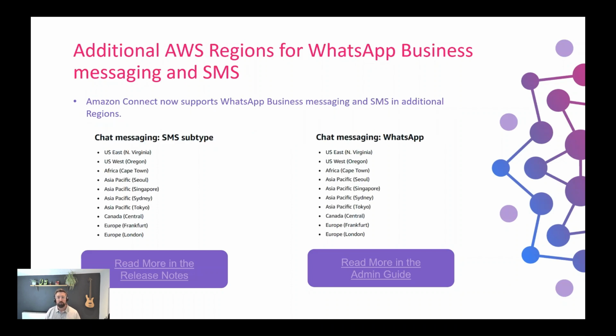Now we have some additional regions supported for WhatsApp business messaging and SMS. Great news for folks in those regions. I couldn't actually easily tell which regions had been added from the documentation. I think probably some of the APAC regions. I've just included the full list of supported regions there. So happy days if you use one of those regions and you're looking at SMS or WhatsApp capabilities. There's pretty good coverage across regions now.